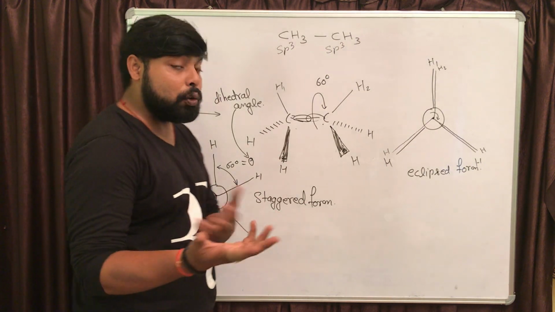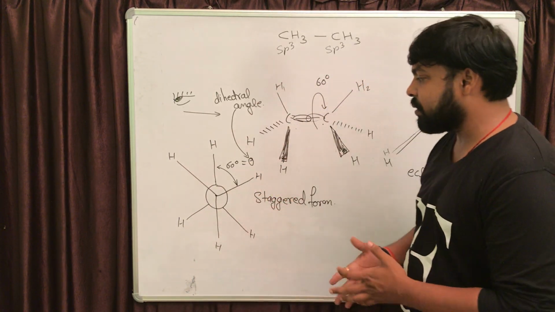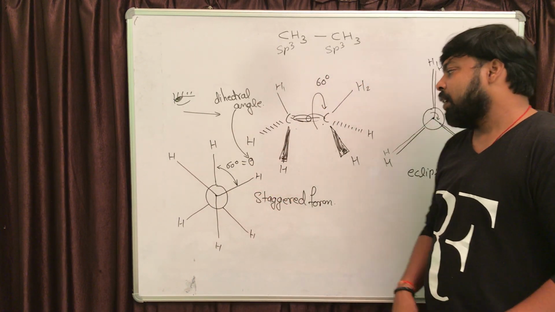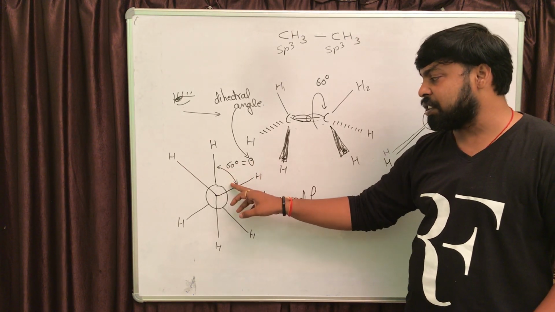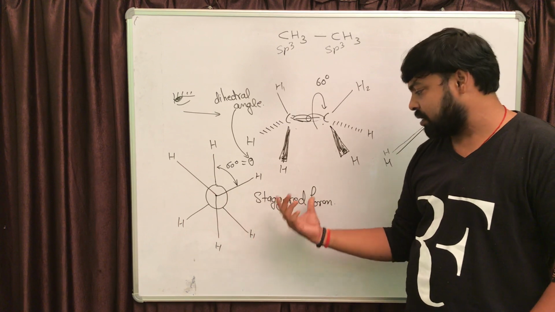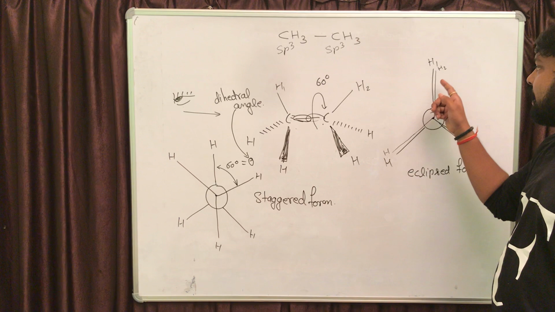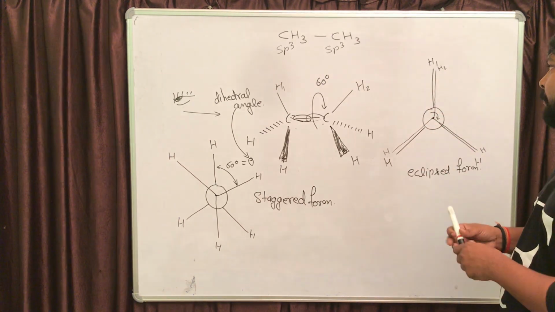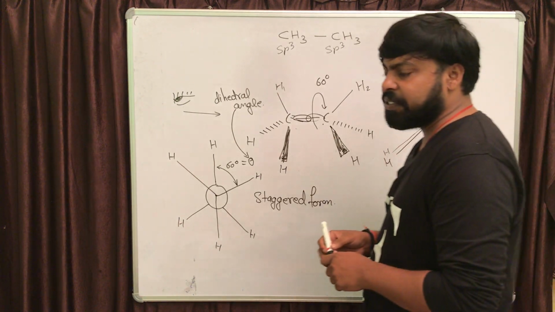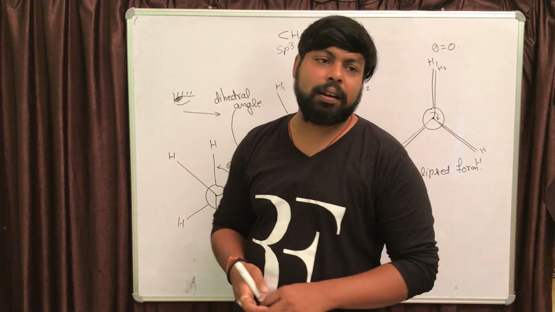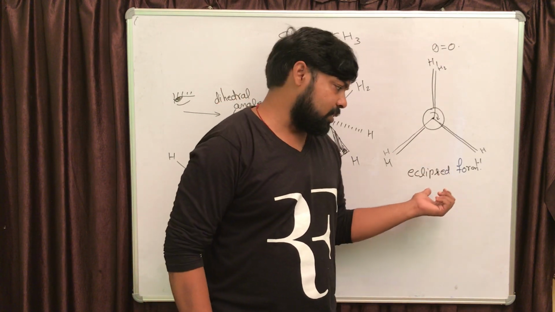So if we need to define what is eclipsed form and what is staggered form, we can say if the dihedral angle is equal to 60 degrees, the structure obtained is staggered form. And if you observe, in eclipsed form the dihedral angle is going to be 0. So we can write the definition. If the dihedral angle is 0 degrees, the obtained structure is known as eclipsed form, right?